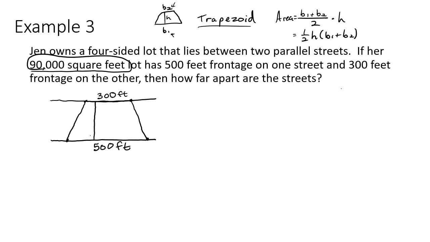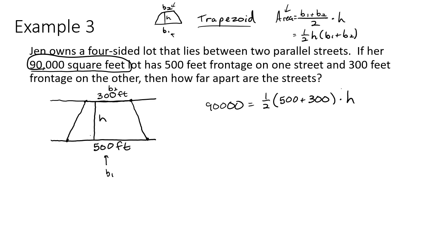So let's see. Our area, the area itself over here on the left-hand side, we know is 90,000 from the problem. The height of the trapezoid is actually what we're looking for in this problem. That's the distance between the two streets. And then it doesn't matter which frontage you label as base 1 and base 2. You'll get the same results either way. So we're going to do half base 1 plus base 2, so 500 plus 300.